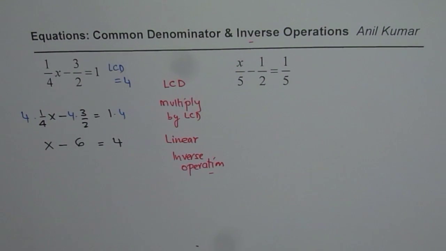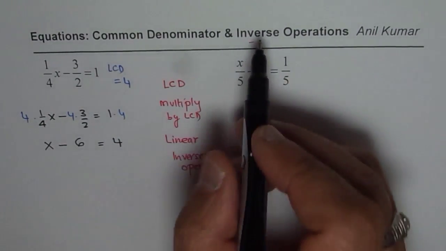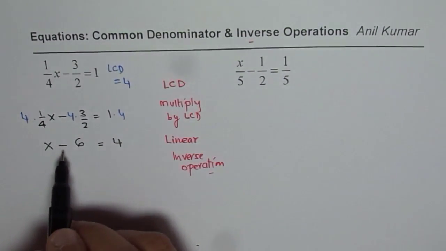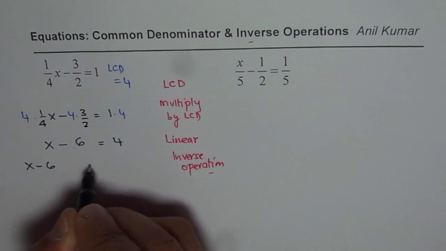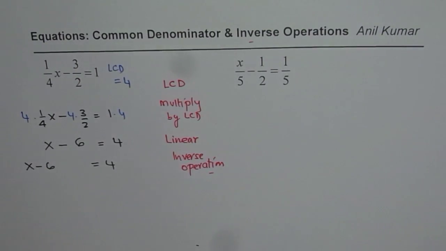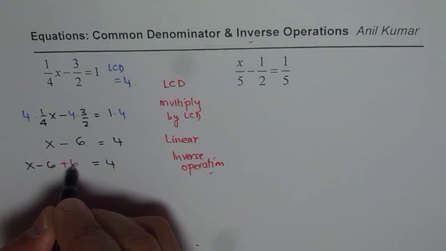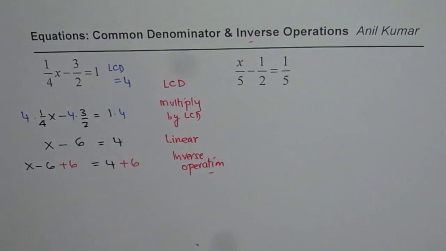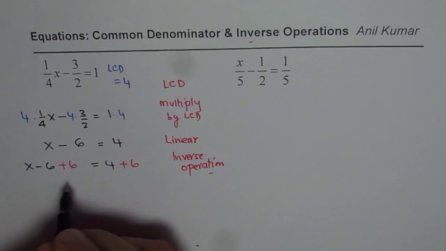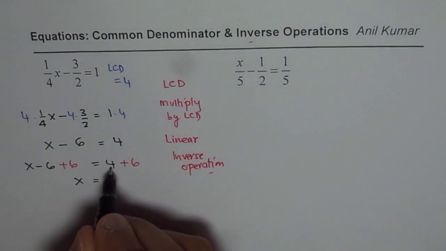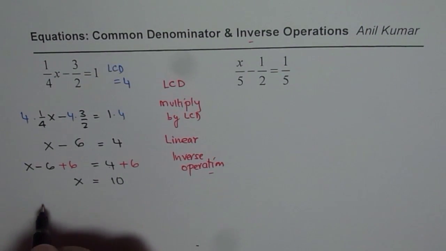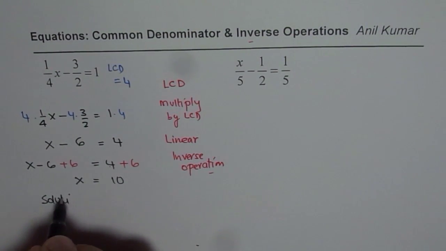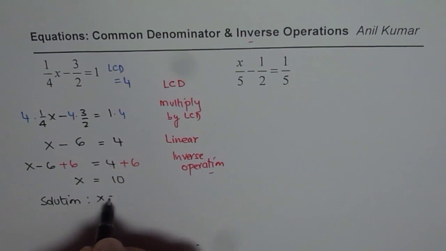Now how to solve such a linear equation? To solve a linear equation, we'll do inverse operation. The inverse of minus 6 is plus 6, so we should add 6 on both the sides. If you add 6 on both the sides, you are left with x on the left side and 6 plus 4, 10. x equals 10 becomes your solution. So you can write down your solution as x equals 10.